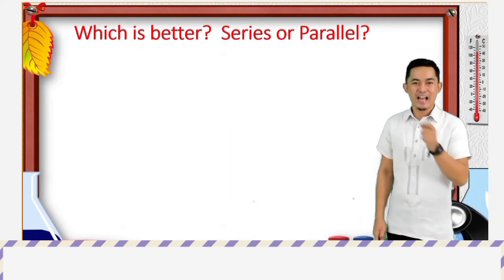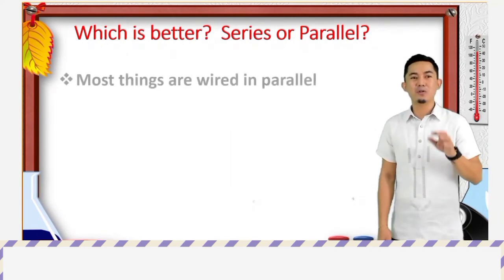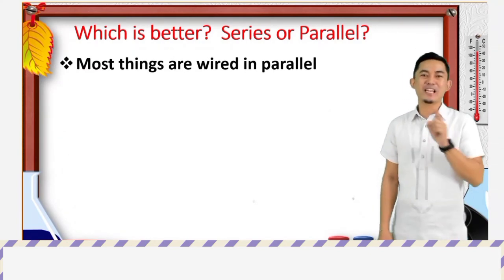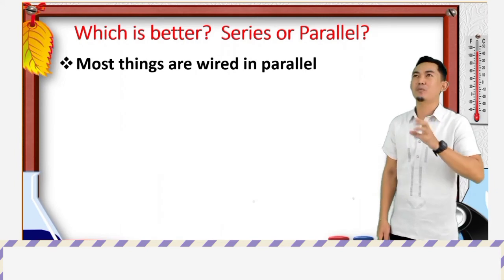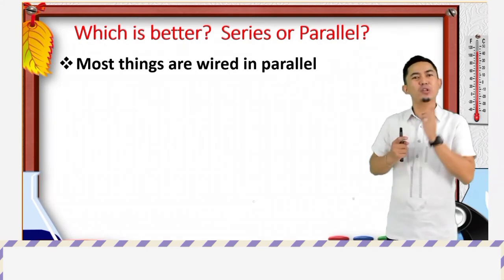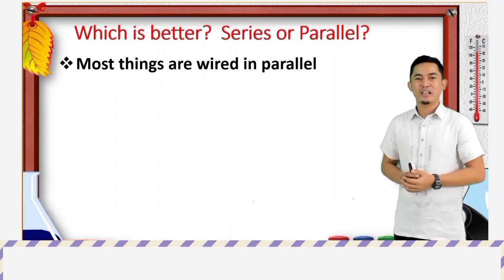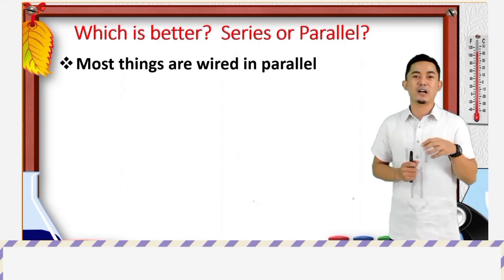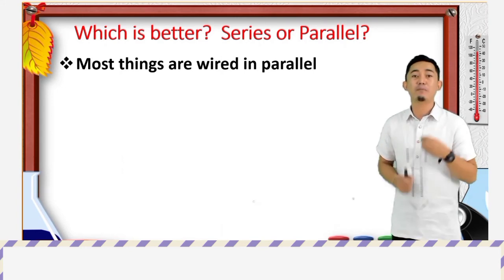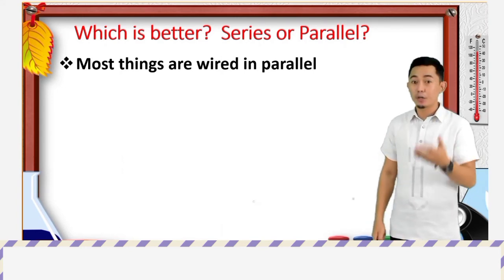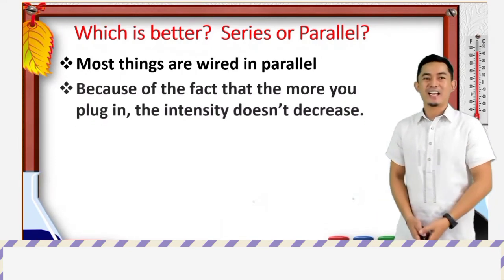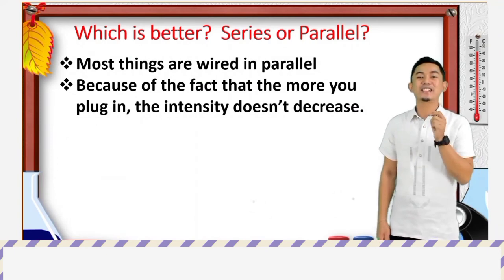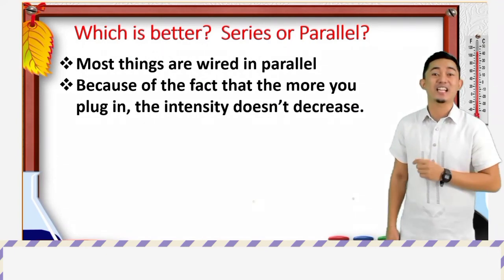Okay, let us answer. Actually, most things are wired in parallel. So, meaning to say, class, if we use parallel in our house, it is okay. But, you know what, class? Some of the houses are mixed. We have series, and we also have parallel. But we are more on parallel circuit, because the more you plug in, the intensity doesn't decrease.